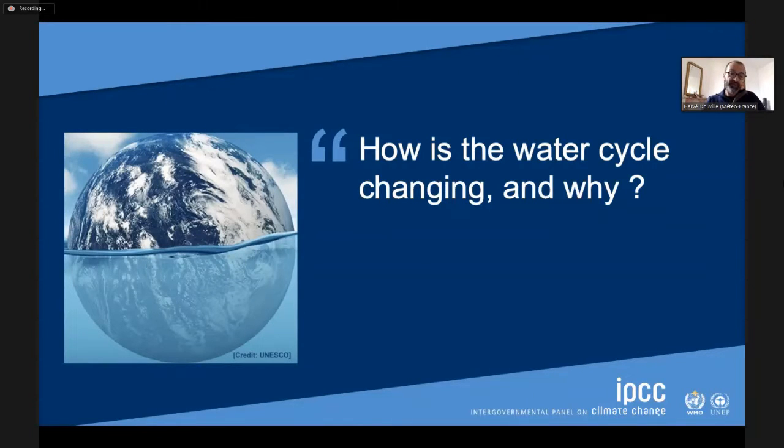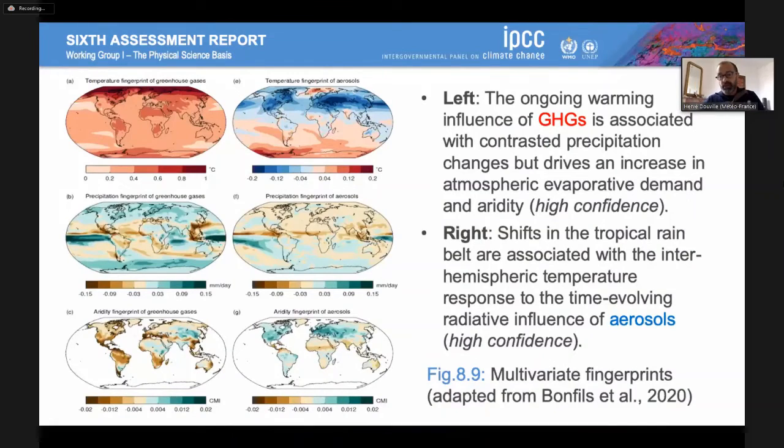So moving now to the observed changes. One first key finding is a stronger assessment that the emissions of anthropogenic greenhouse gases and aerosols have been associated with distinct fingerprints of temperature, precipitation, and aridity across the 20th century. So the ongoing global warming, greenhouse gas induced warming on the left, is associated with contrasted changes in precipitation and with an overall increase in aridity in many regions.